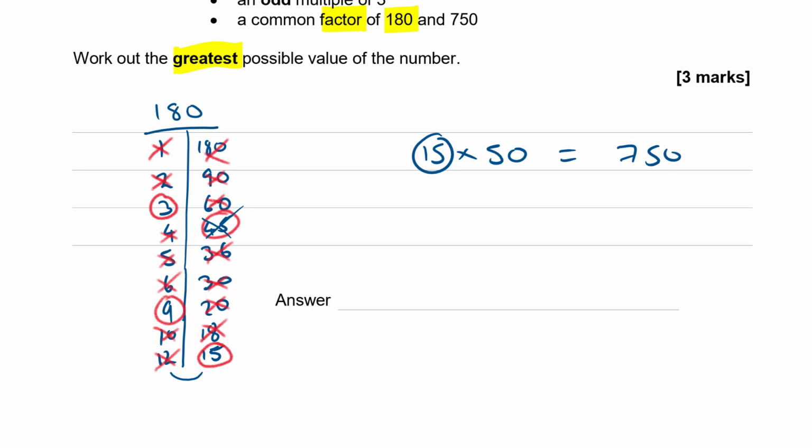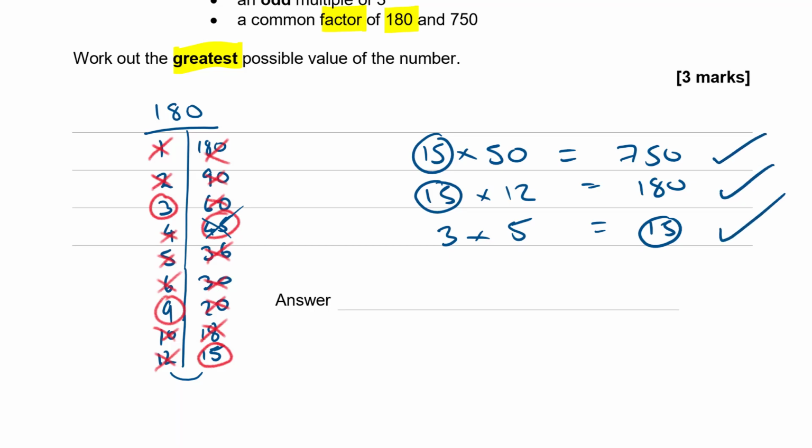as a common factor of 750, and we've said that 15 times 12 is 180, and is it an odd multiple of 3? 3 times 5 is 15, so it meets all of the conditions. Okay, so that is the answer then, isn't it?